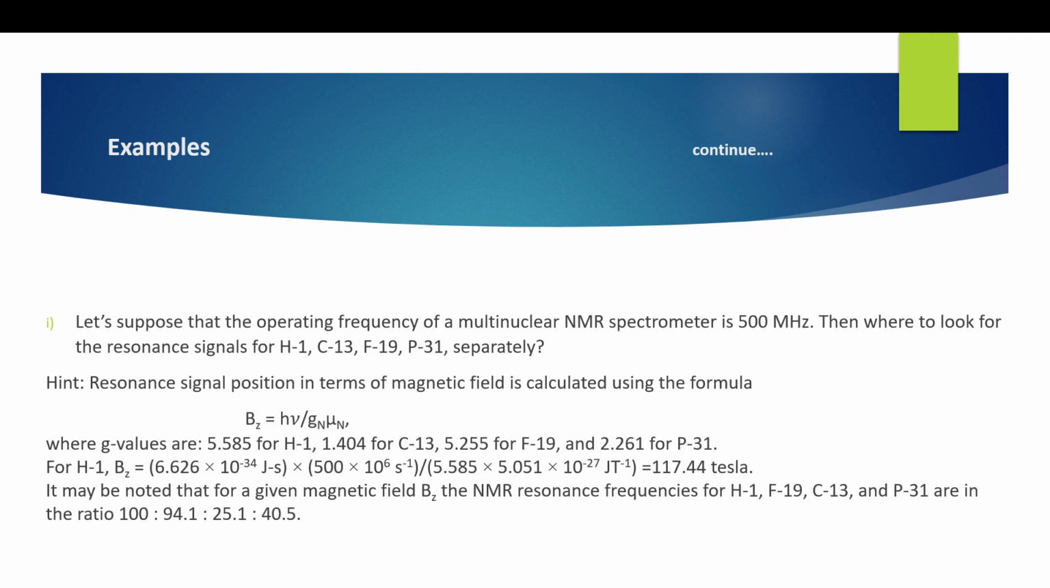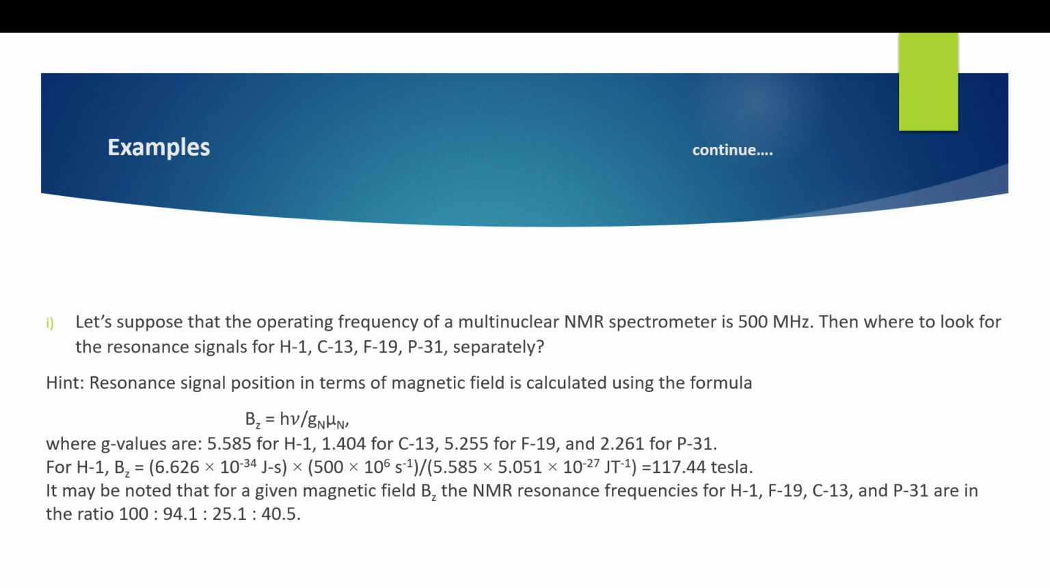A numerical problem. Let us suppose that the operating frequency of a multinuclear NMR spectrometer is 500 MHz. Then where to look for the resonance signals for proton, carbon 13, fluorine 19, and phosphorus 31 separately? The hint is given. Magnetic field can be calculated using the formula magnetic field Bz equal to h nu upon gN mu N. This gN value is different for all nuclei. It is 5.585 for proton, 1.404 for carbon 13, 5.255 for fluorine 19, and 2.261 for phosphorus 31.